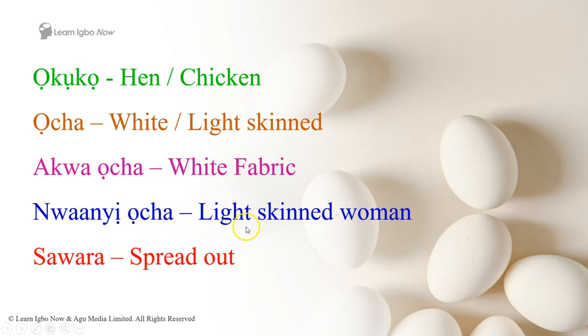Nwaanyị ọcha, light-skinned woman. Sawara, spread out. Ọ mụ sawara akwa n'ezi. It was me that spread out the clothes outside. Sawara, spread out.